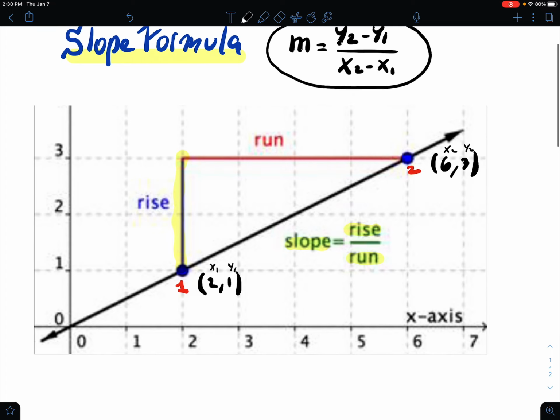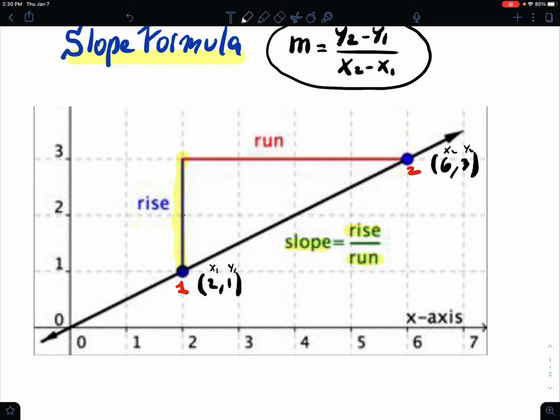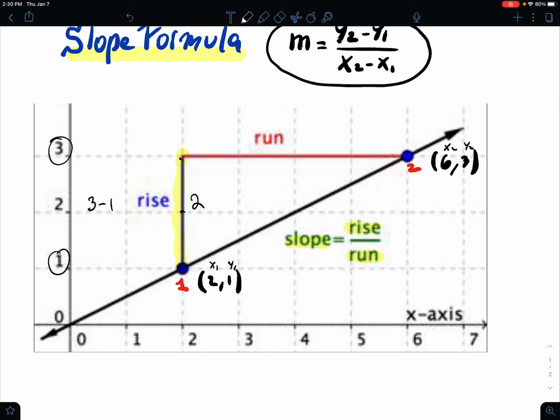If I was counting, I would have said 1, 1, and 2. The height here is 2. But if I don't have the graph, I basically would say, well, I ended up at the height of 3, and I started from 1. So this is 3 minus 1. y2 was the 3, y1 was the 1, and that gives us the 2.